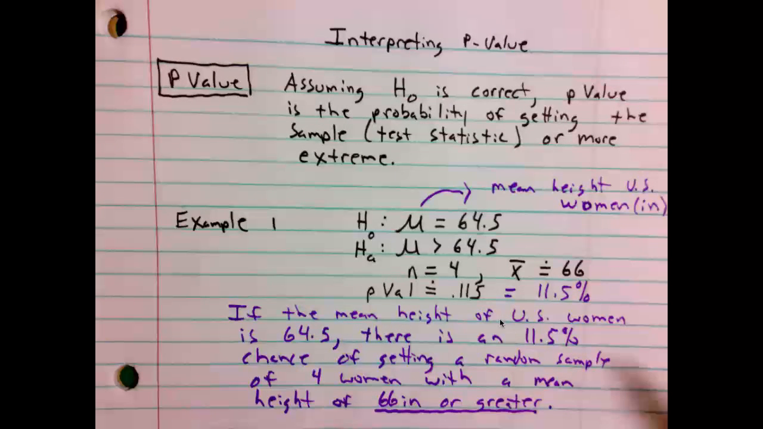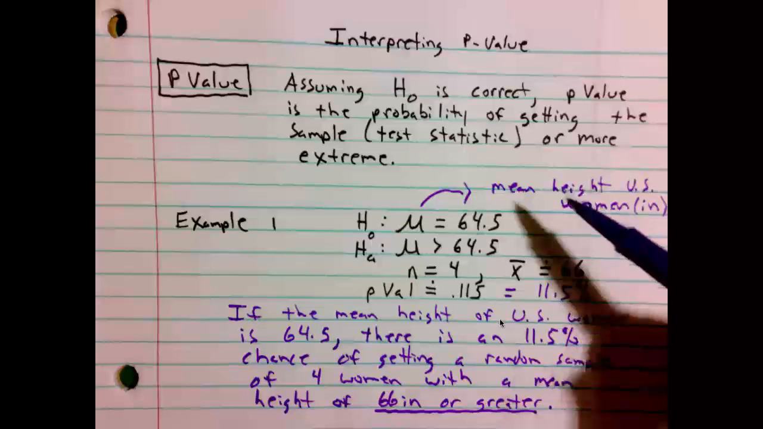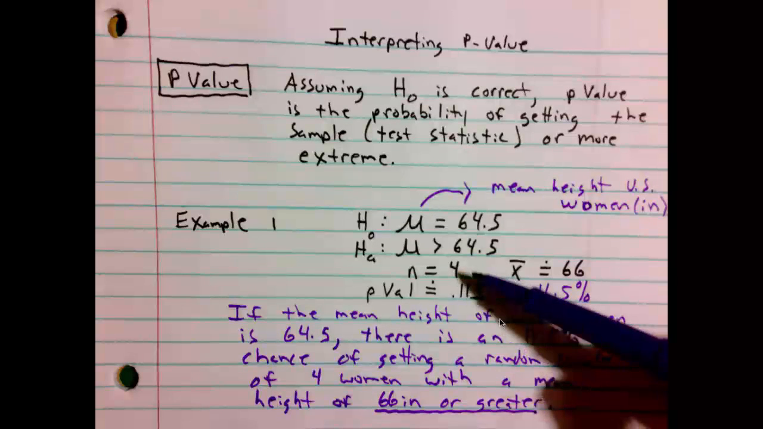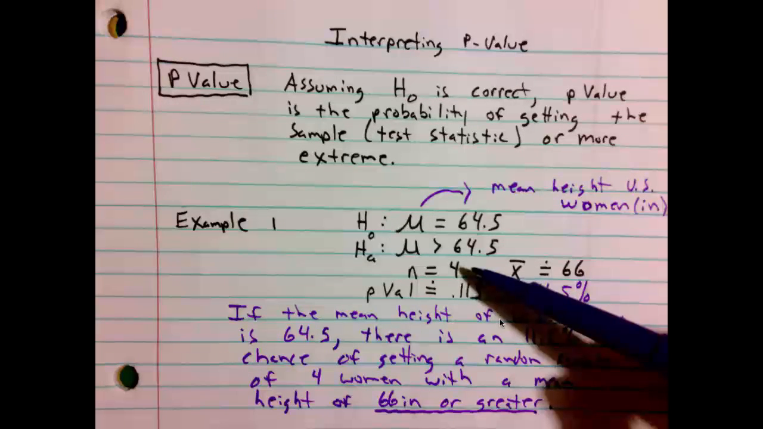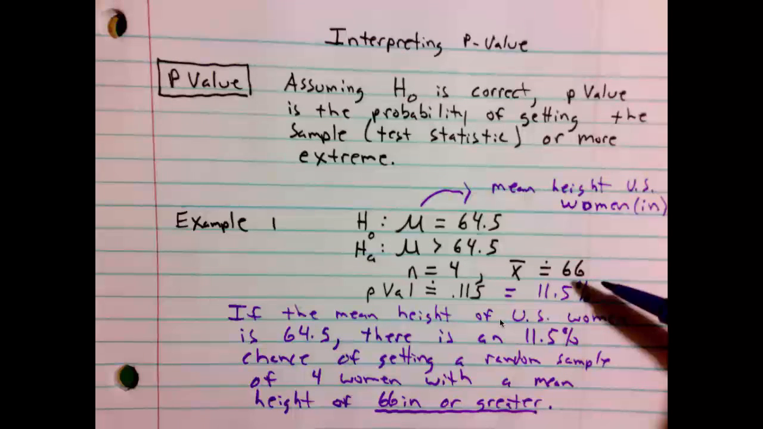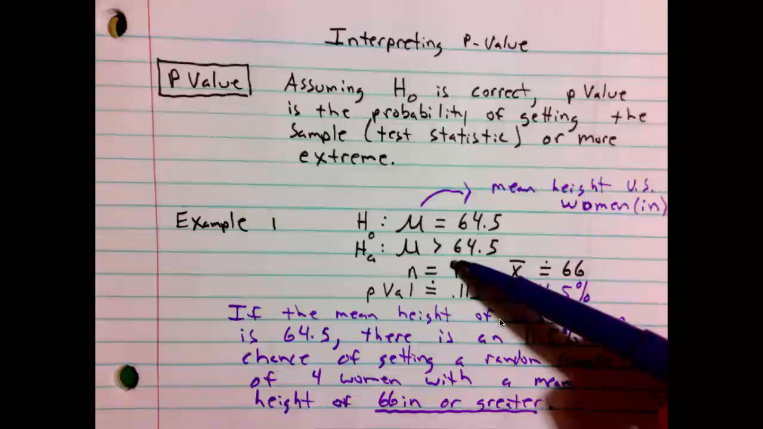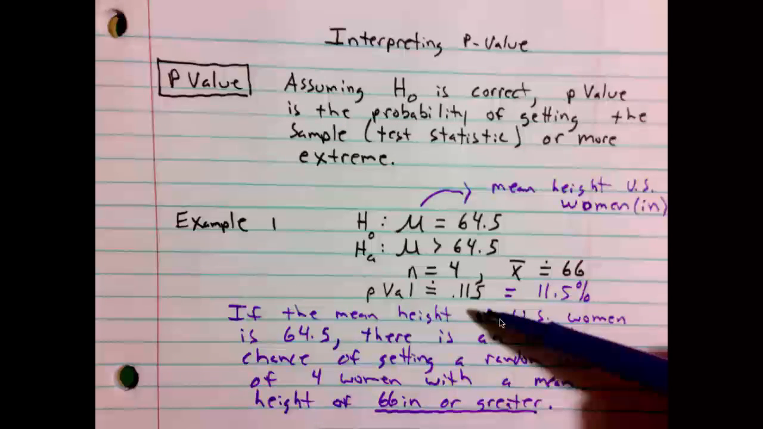So, while indeed we did get women that had a higher than 64.5, it just wasn't convincing enough evidence. We only chose 4 women. We might have gotten lucky and gotten the right 4 women. We might have gotten one woman that was extraordinarily tall and the rest of them short. So, since there were so few women in this case, the evidence was not all that compelling.